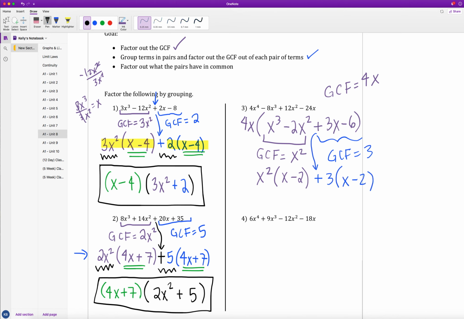Now, way back at the beginning of the problem, we had that greatest common factor that all 4 had in common, so we have to make sure we're carrying this down. And notice we have these parentheses here for a reason, so this 4x has to be multiplied to this entire factor by grouping piece that we're working on now.